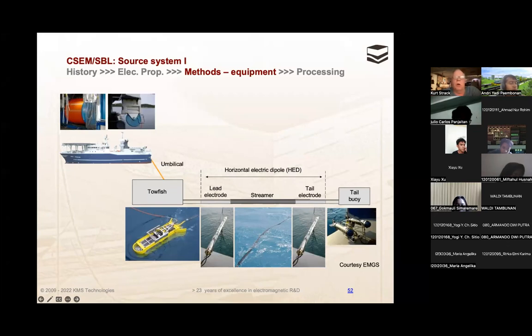What is the tail buoy being used for, Andri? I don't have any idea. The tail buoy is for navigation, for GPS. The towfish, of course, you know where it is, but the tail buoy moves around. So the tail buoy tells you where the end of the electrode is.